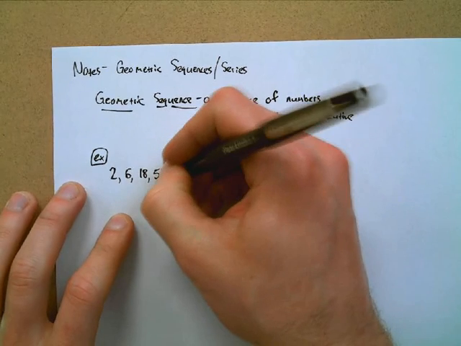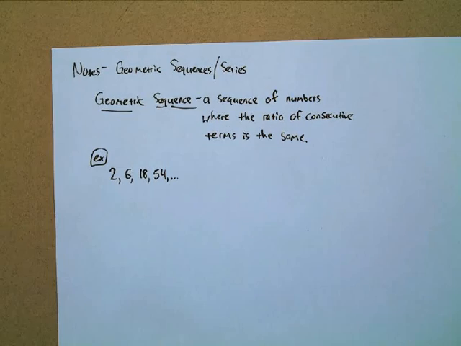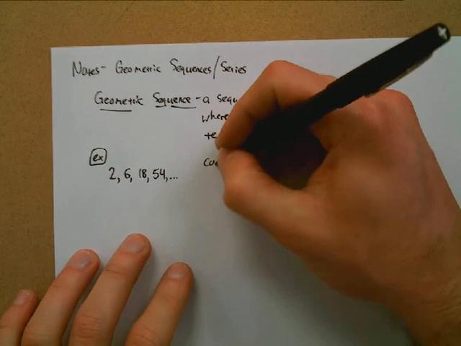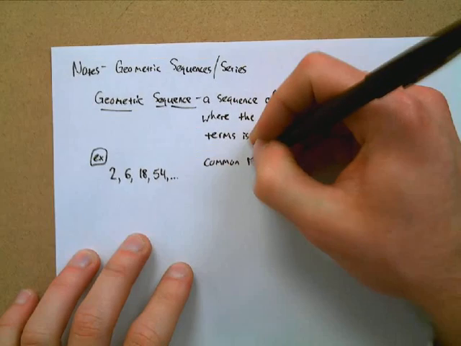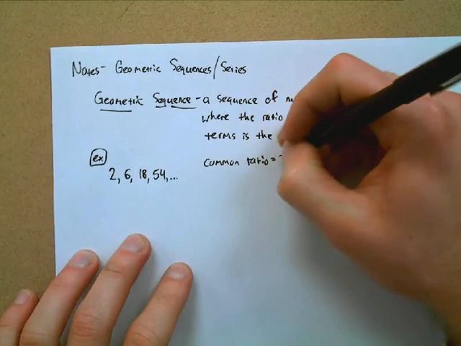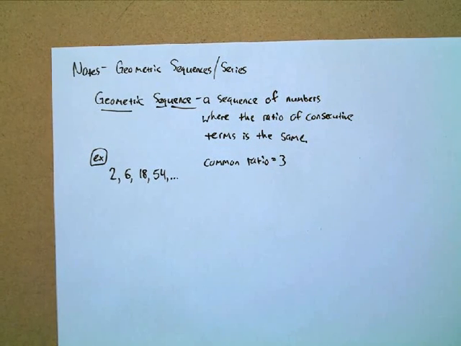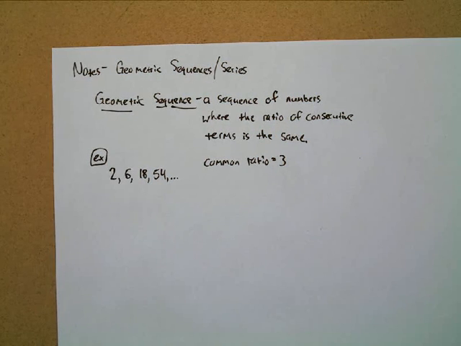Okay. What is our common ratio here? Yes, times by 3, right? The common ratio here is 3. Okay, how did you get that, James? I just did 2 times 3 is 6, 6 times 3 is 18. That's right. Okay, so that's one way.